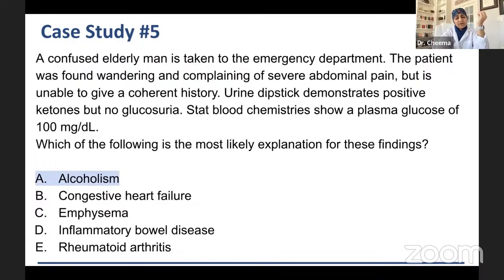And what happens when a patient uses too much alcohol? It causes pancreatitis and can impair glucose tolerance. Even the mild type of diabetes mellitus or pre-diabetes is often demonstrated after the patient has recovered from the acute episode. So the other options, congestive heart failure, emphysema, and rheumatoid arthritis, do not cause non-diabetic ketoacidosis.